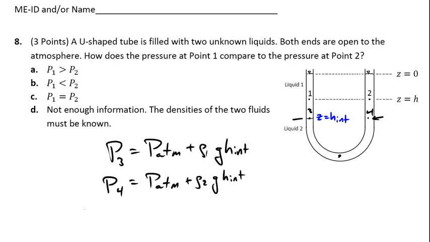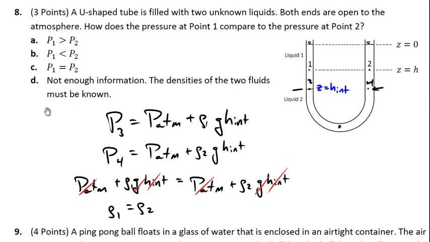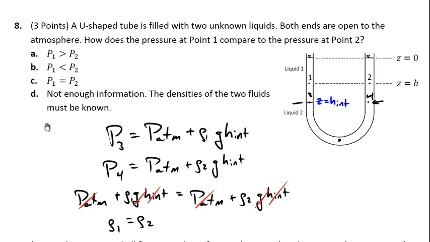And because P3 is equal to P4, I've got P atm plus rho 1 g h int, and that's equal to P4, P atm plus rho 2 g times h int. And the atmospheric pressures cancel out. So do g and h, the distance of the interface, h int. And what I find is that rho 1 is equal to rho 2. So even though they're different, unknown fluids, we do know, because their liquid levels are the same, that their densities must be the same.